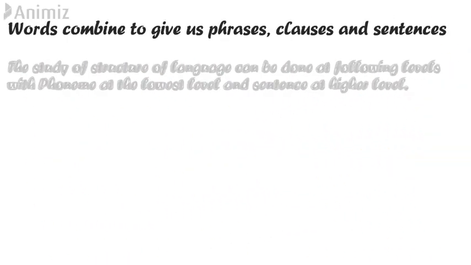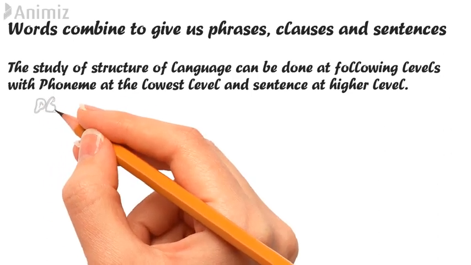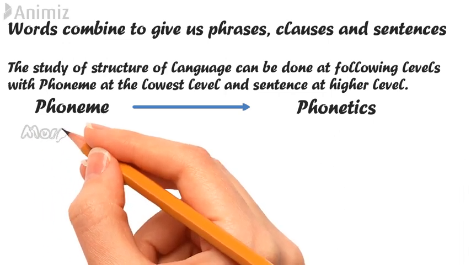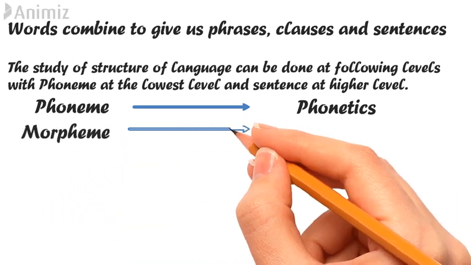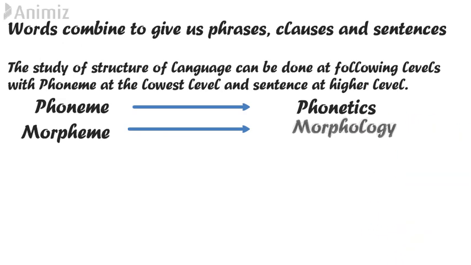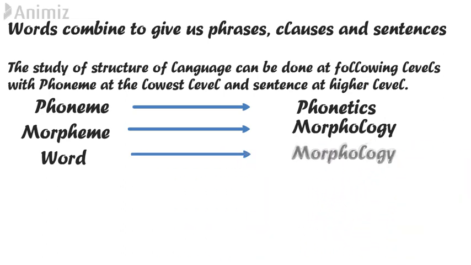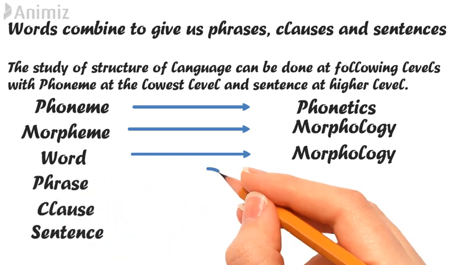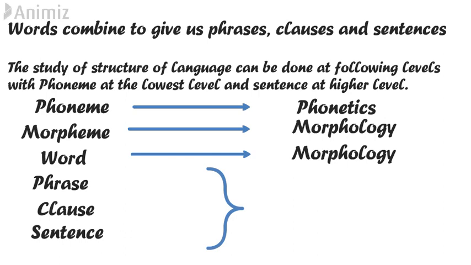So if we look at the structure of a language, we see that it can be studied at different levels, with phoneme the lowest, which is studied in phonetics, and sentence the highest level. The levels of morpheme and words are studied in morphology, and the higher levels, which we name as phrases, clauses and sentences, are studied in the branch of linguistics which we name as syntax. So this is the main topic of our video. So let's see what syntax is.